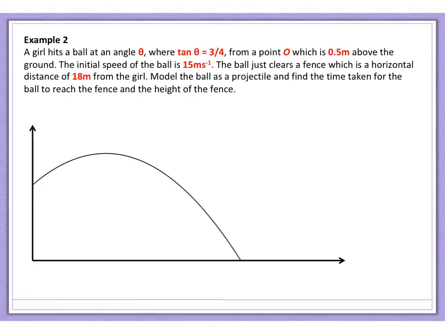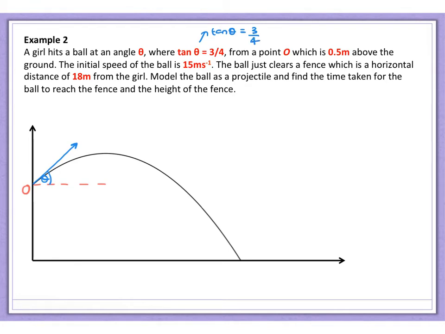Let's move on to a more complex question. A girl hits a ball at an angle theta, where tan theta equals 3/4, from a point O, which is 0.5 metres above the ground. So careful with your wording. The point O is here. And if we draw in a horizontal like this, the ball is struck at an angle like this above the horizontal. And we know that tan theta equals 3/4.